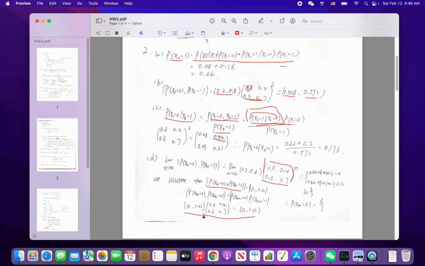This is the probability at infinity, and this is at infinity plus 1. So we can get the equation, and we calculate a equals 3 over 7. So finally we get the result. And the probability that x infinity equals 0 is 3 over 7.